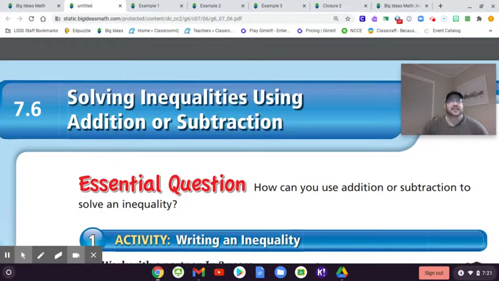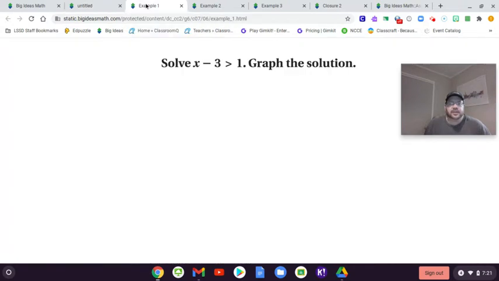Well, ahoy there, mateys. We are going to do 7.6 today, which is all about solving inequalities using addition and subtraction. If you're okay solving equations using addition and subtraction, then today will be super easy. It's the exact same thing. So we're going to move along pretty quickly here.